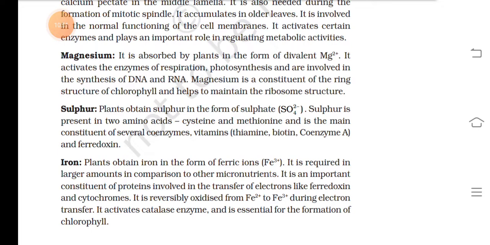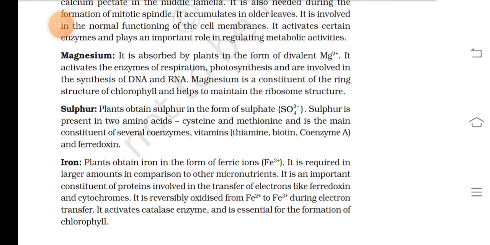Sulfur. Plants obtain sulfur in the form of sulfate, that is SO4 minus 2. Sulfur is present in two amino acids, cysteine and methionine, and is the main constituent of several coenzymes and vitamins, that is thiamine, biotin, coenzyme A, and ferredoxin.